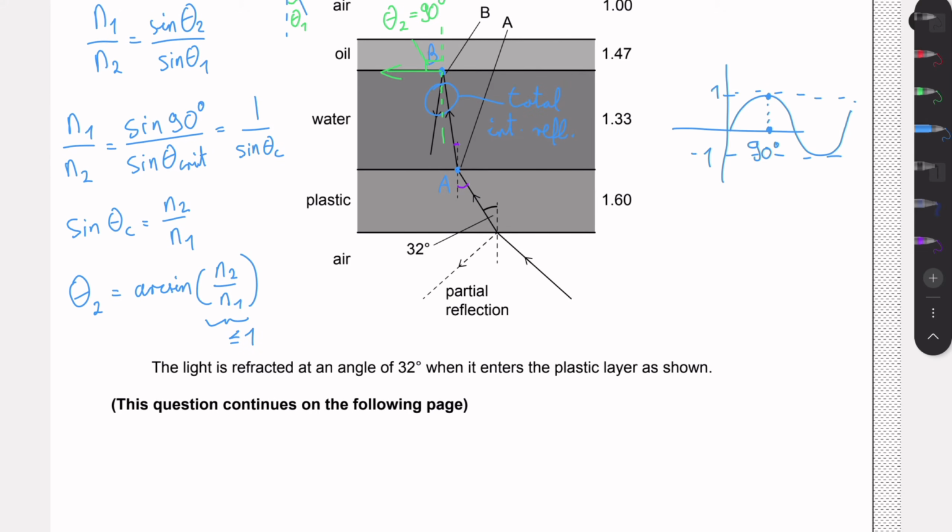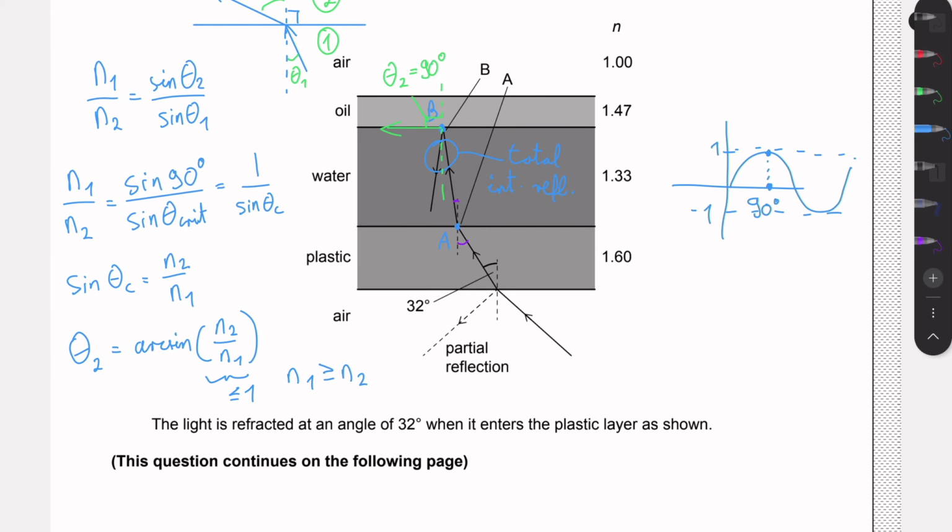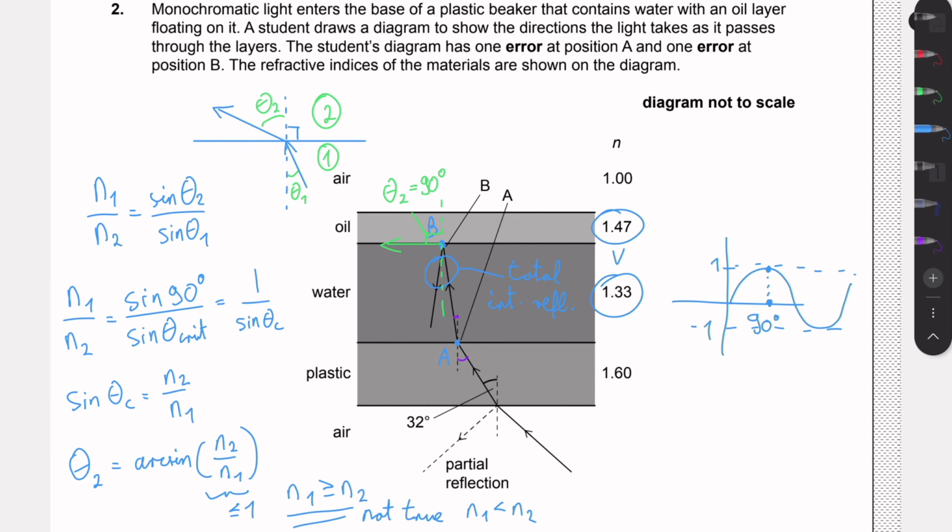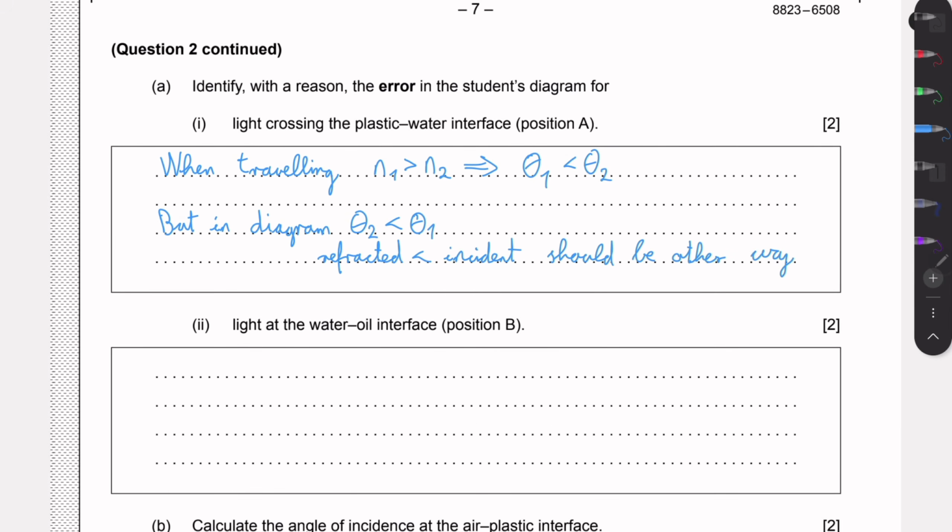So from this we see, for this to be less than or equal to 1, we can say that n1 must be larger than or equal to n2. Now, if we look back at our question here, n1 is 1.33 and n2 is 1.47. And we can obviously see that n2 is larger than 1.33. So this is not true here, because in our example, n1 is smaller than n2. And so in this case, we couldn't even have total internal reflection. So the student should have definitely drawn some refracted ray as well, not only a reflected ray. So that is the error here.